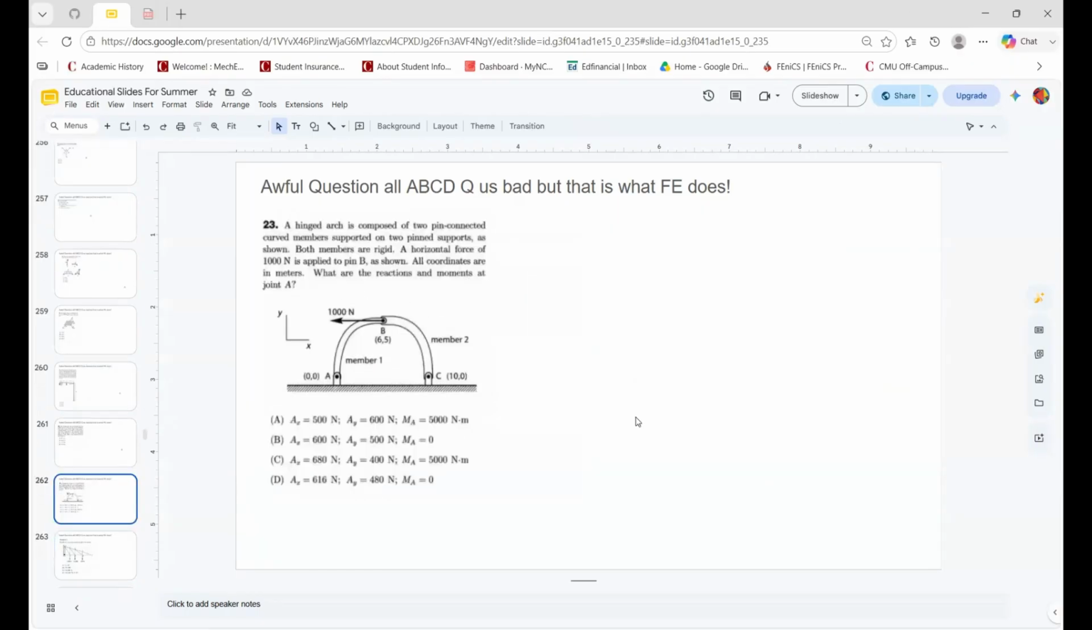We're almost done. All right. A hinge arc is composed of two pin curves, the members supported on two pins, as shown. Both members are rigid. A horizontal force of 100 newtons is applied at pin B. All coordinates are shown. What is the reaction for a moment at point A?